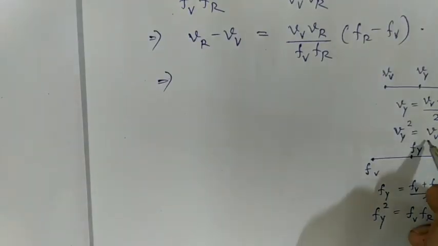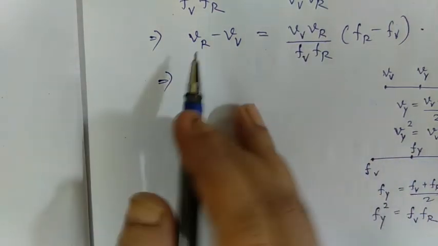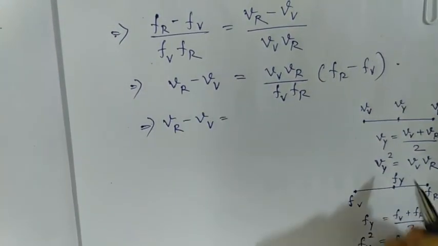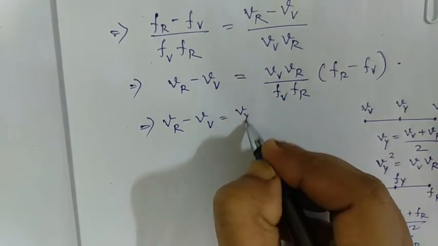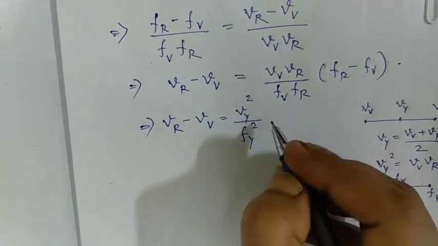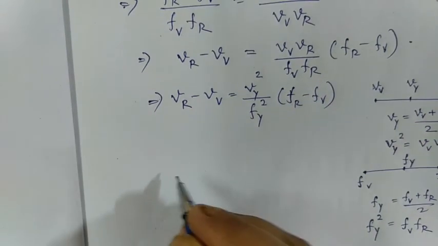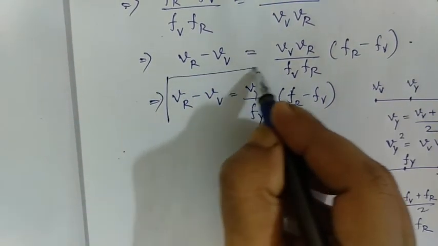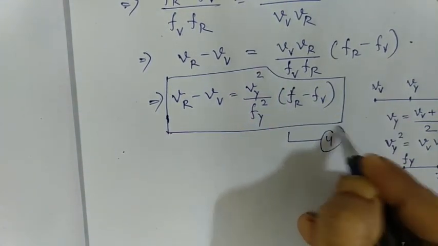So these values can be put over here and we can get a simplified relation. So Vr minus Vv is equals to, just put these two values over here. So here you will get Vy square divided by Fy square into Fr minus Fv. So we can say this is the simplified relation for the chromatic aberration. Let's say this is my equation 4.